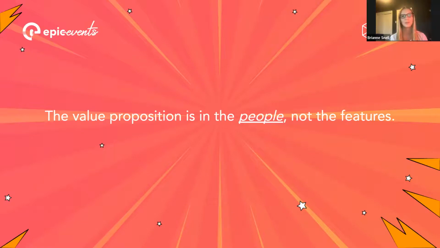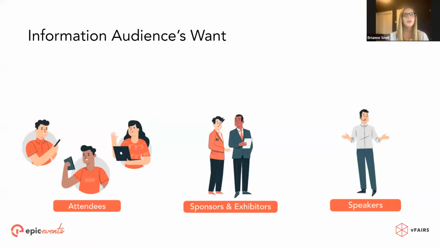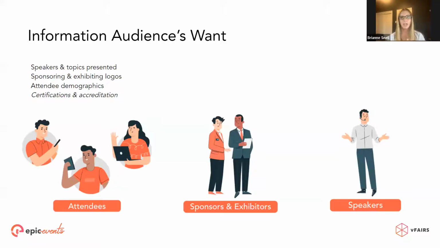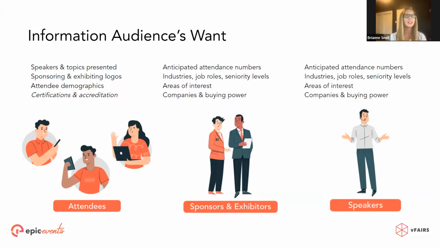Mm-hmm. Totally. So what kind of information would be helpful for each audience to have to be able to decide whether the event is even worth participating in? So for attendees, things like speakers and the topics they'll present, companies that are sponsoring and exhibiting, even demographics of other attendees would be useful. And again, anything they stand to achieve by way of certifications, accreditation, learning opportunities is really important information to share too. For sponsors, exhibitors, and even speakers, you'll want to share any anticipated attendance numbers, industries that will be present, attendee roles and seniority levels, areas of interest, companies that plan to attend, anything that helps them understand the value of the people who will be at the event.